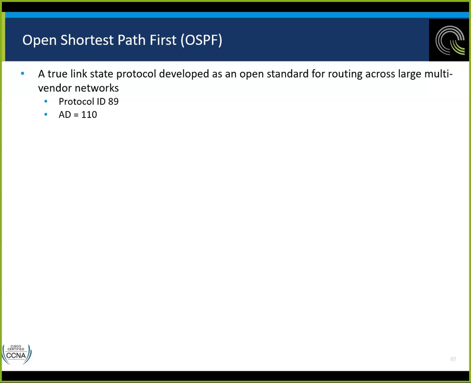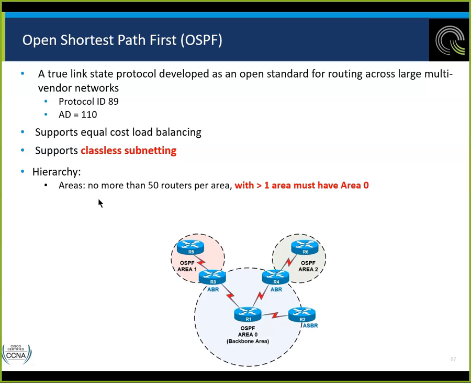The thing that we really need to know about it is administrative distance is 110. Where does it fit in, are we going to use this protocol? It's between EIGRP and RIP. It is lower than RIP. None of them obviously are going to be lower than the statics when we look at those. Supports equal cost load balancing. Classless subnetting, variable length subnet masks are also going to be supported here.